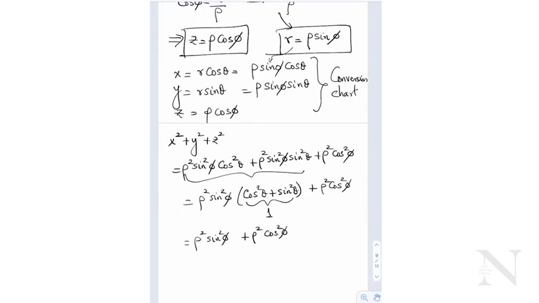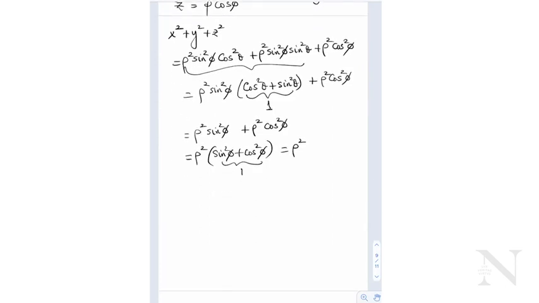You can pull out a rho square from this, and that's equal to sine square phi plus cosine square phi, which is also equal to 1. And that's rho square. So we have a similar kind of term from cylindrical coordinates, where x square plus y square was r square. Here, x square plus y square plus z square equals rho square, which is also a hint: if you see this term at any point, it's a hint for spherical coordinates.